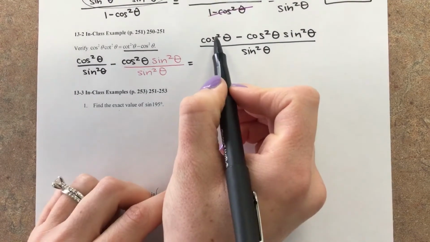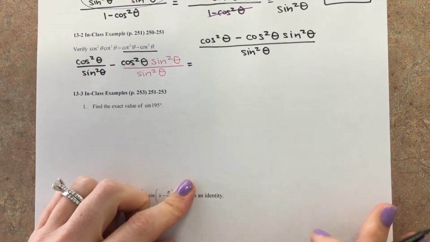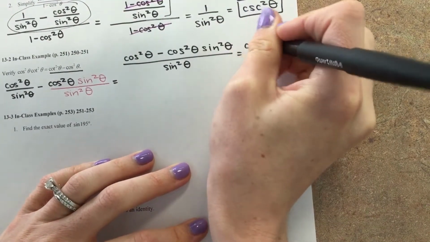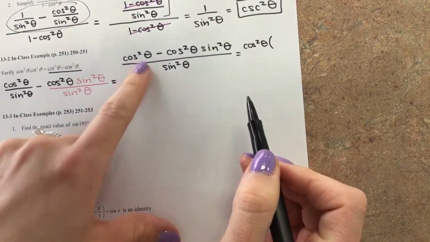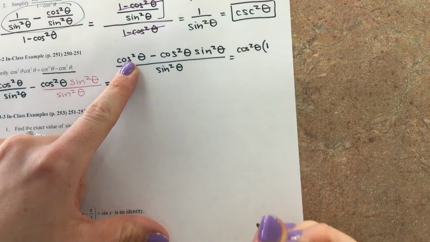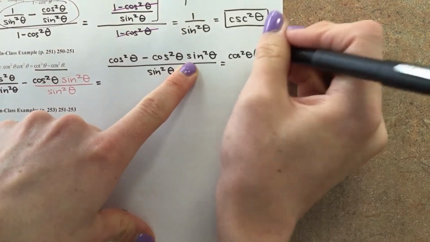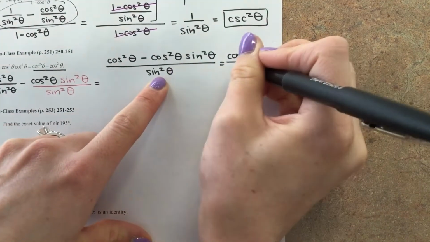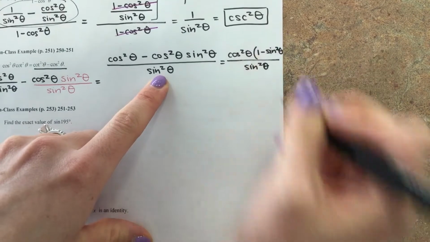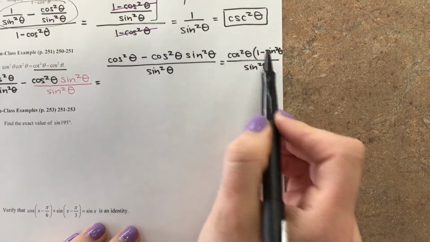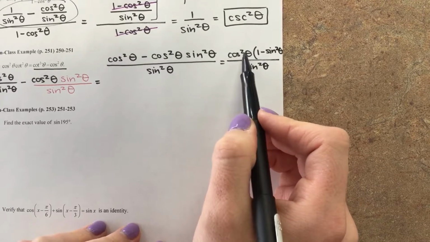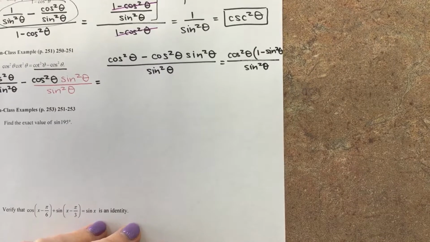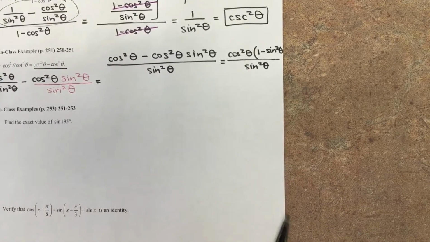This piece and this piece both have a cosine squared in common, so I can factor that cosine squared out. Cosine squared comes out front. When I factor a cosine squared out from this, I'm left with just a 1, minus, and when I factor a cosine squared from this, I am left with a sine squared. Sorry to squeeze that in. And then the denominator is just a sine squared. So I have two different pieces here: my cosine squared over sine squared, and my 1 minus sine squared. I'm going to be able to simplify those two pieces.